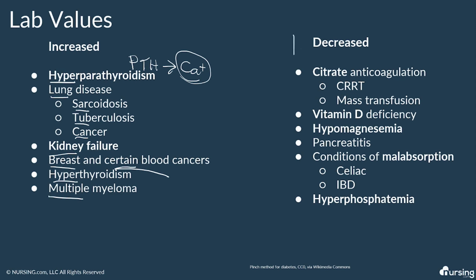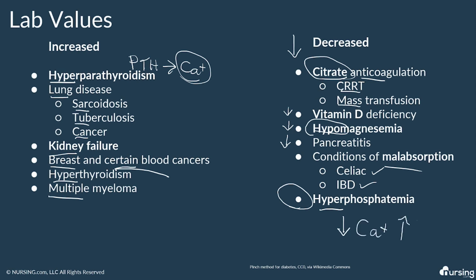It will be decreased in the face of citrate, so mass transfusion or CRRT when it's used for anticoagulation. It can also be decreased with a vitamin D deficiency, hypomagnesemia. Remember how magnesium and calcium kind of hang out together? And in pancreatitis, as well as conditions of malabsorption like that of celiac or irritable bowel disease. And then it will be decreased in the face of hyperphosphatemia, because calcium and phos have an inverse relationship.